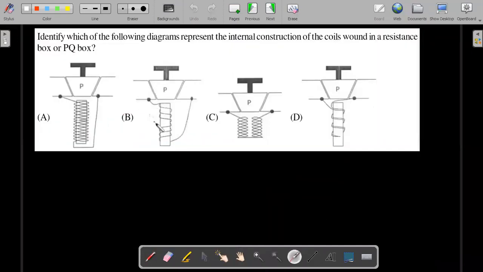Right, now let's try to understand how these keys work. They can ask a question on what's inside that key. When you're pressing it, they say it's a short circuit, and when you're opening it, you say that the resistance is being used. So identify which of the following diagrams represents the internal construction of the coils wound in a resistance box or a PO box. It's not PQ, it's a PO box, post office box. Actually, there's another thing called a resistance box, which you use as a variable resistance, and that also will have this kind of pins.